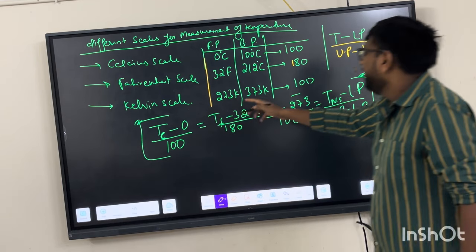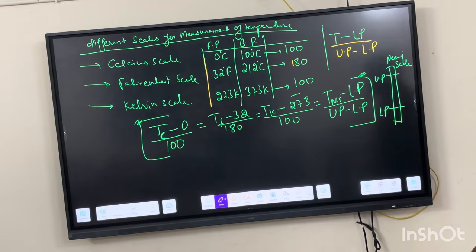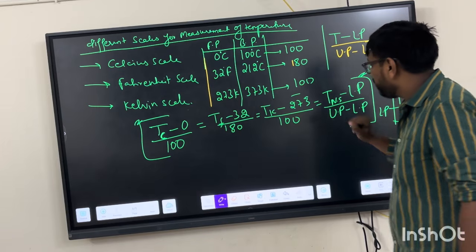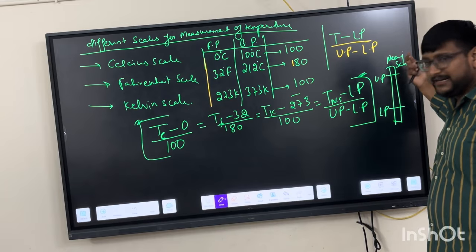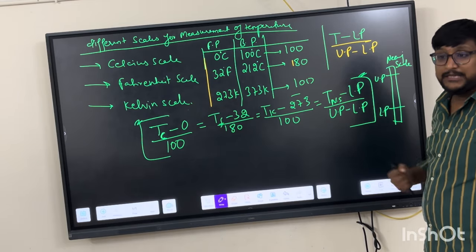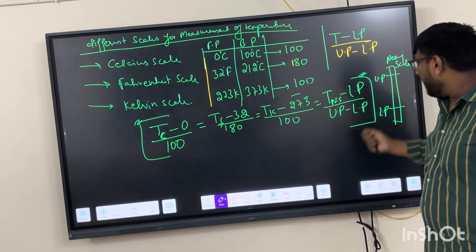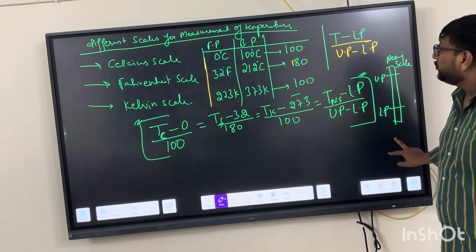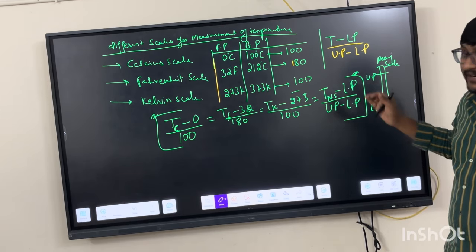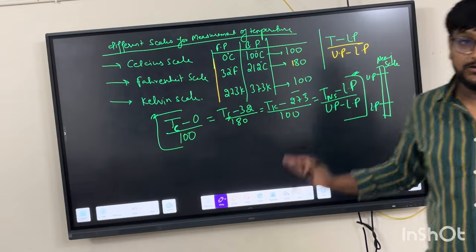What is the relation? (Tc minus 0) by 100, (Tf minus 32) by 180, (Tk minus 273) by 100. And if any other scale is there, like the Neeraj scale, we get the temperature on that scale minus lower point, divided by upper point minus lower point. Is it clear, class? These three types of scale and their conversion you need to know. Please note it down.